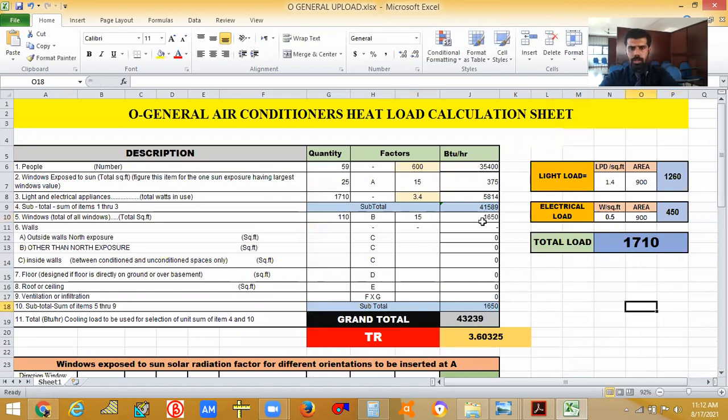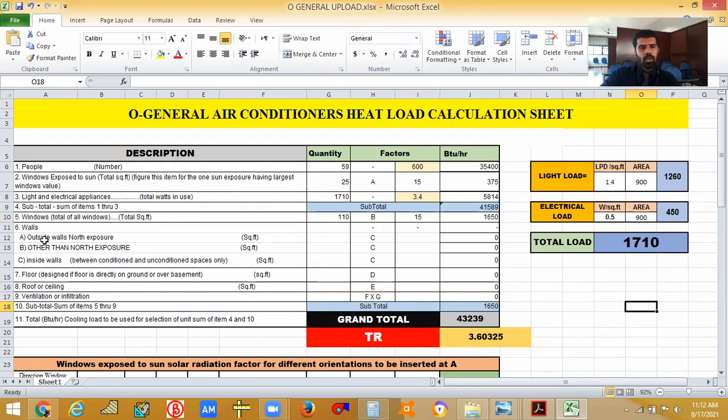So I got 1650 as my window total. Okay, now window is over. Now I am coming to wall. So from wall, how can I get how much amount of heat is being transmitted to my roof through the walls.